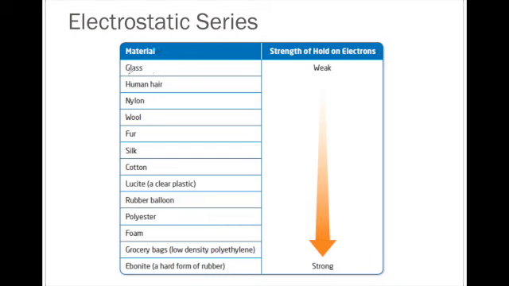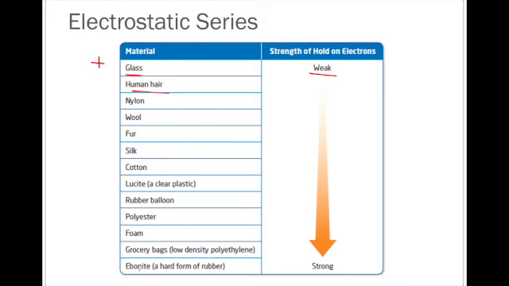Okay, materials at the top, like glass or human hair, right? They're at the top of the list. Their hold on electrons is weak, right? So glass and human hair do not have a strong hold on electrons. They have a weak hold on electrons. So these guys are probably going to form positive. They will have a positive charge if rubbed with something below them on the list.